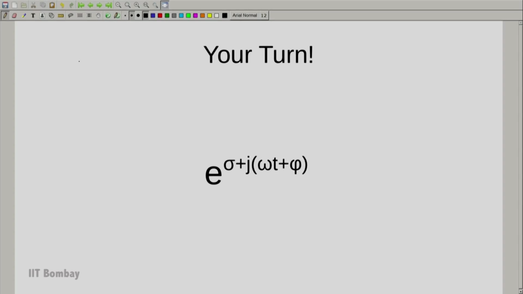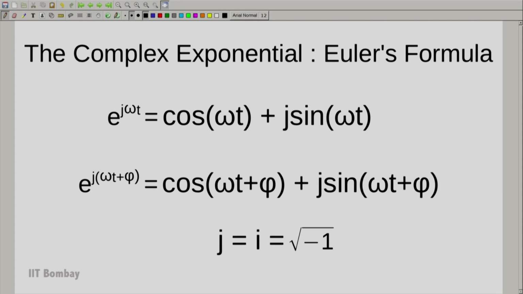So three questions for you. The first question would be, what would this signal look like? And the second question is, give me examples of physical phenomena where you'd use the other signals to model them. The last question would be to plot e raised to the power of j omega t on a 3D graph. Right? So I'll see you in another video.